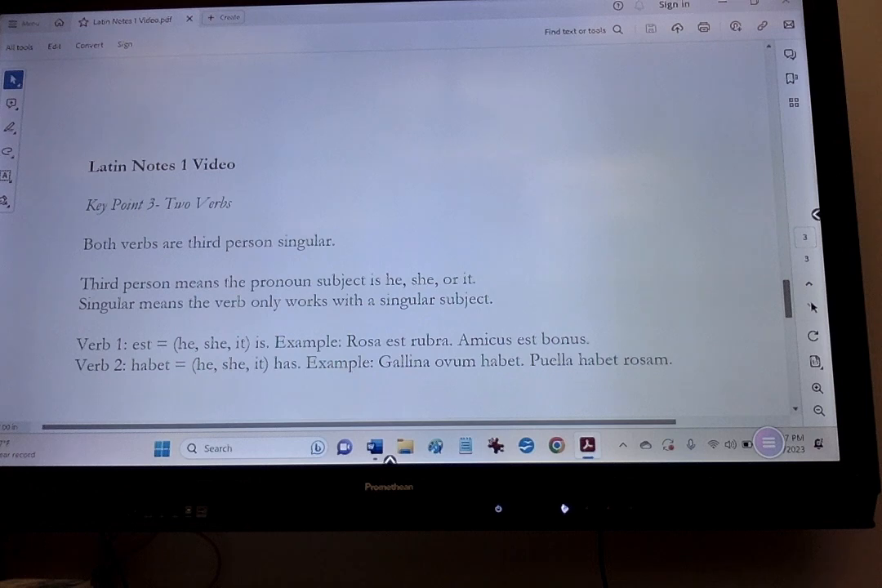The first verb is est, E-S-T. Est means he, she, or it is. So, for example, if I say rosa est rubra, I'm saying the rose is red. Or amicus est bonus, I'm saying the friend is good. The second verb is habet, which is he, she, or it has. So, for example, if I say galena ovum habet, I'm saying the chicken has an egg. Or puella habet rosem, the girl has a rose.